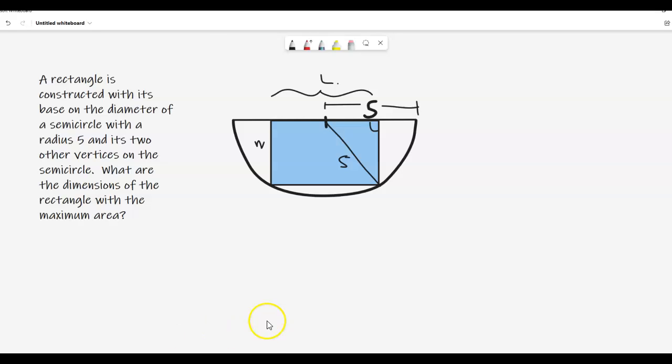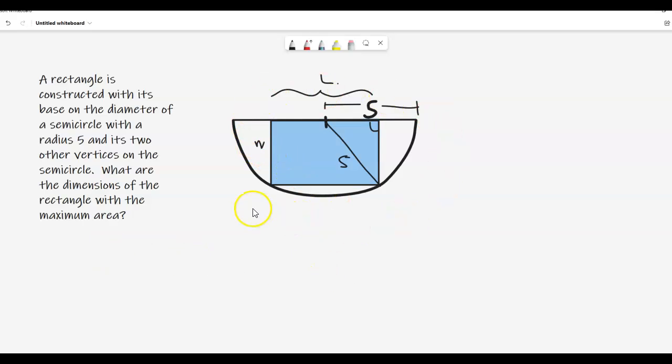This is number 17, and it says a rectangle is constructed with its base on the diameter of a semicircle with a radius of 5, and its two other vertices are on the semicircle. What are the dimensions of the rectangle with the maximum area?